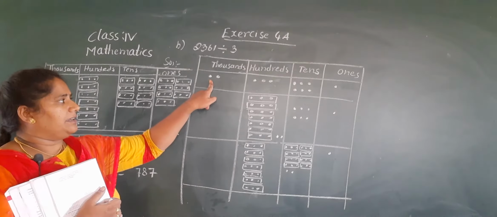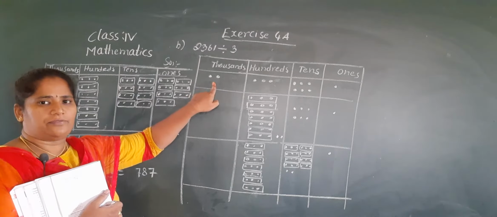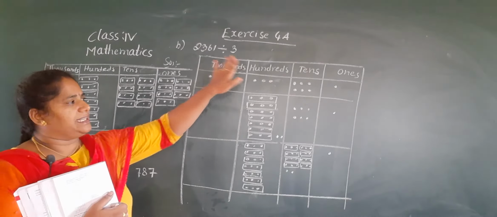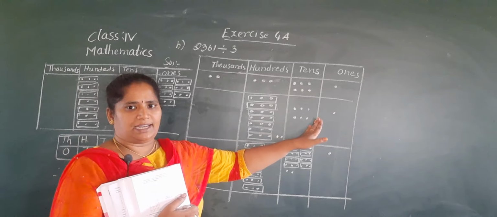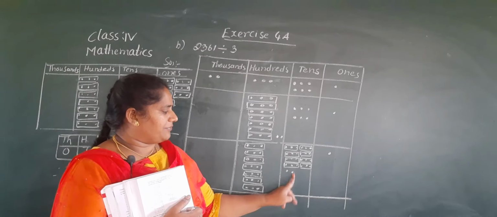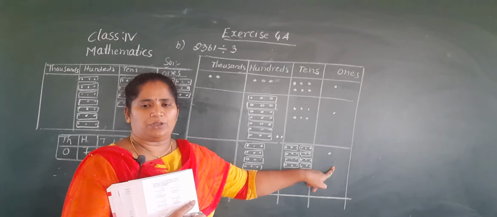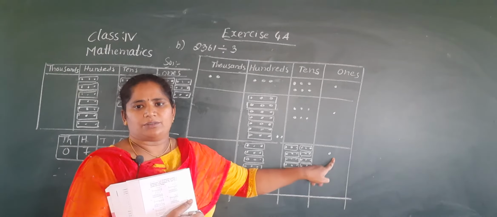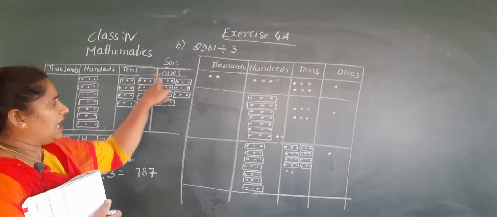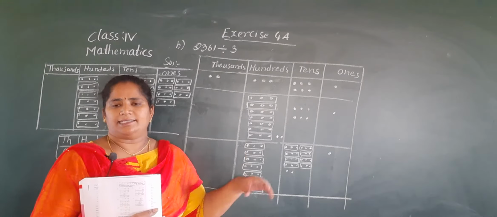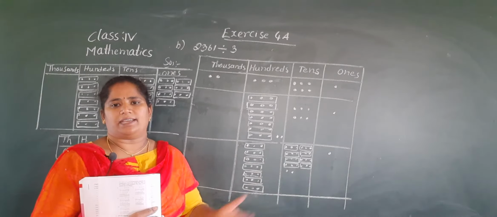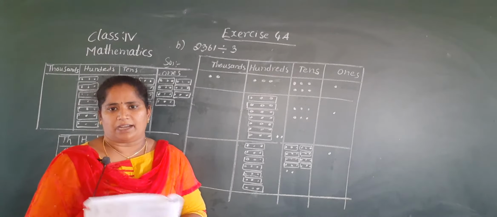If we can't make the groups, then we have to convert this into the next place. Here how many dots are left, that you have to convert to the next place. Here 2 dots left, if you convert into the ones, then it becomes 20. 20 plus 1, 21 dots. After that you make the groups of 3. It's very, very easy, children. Practice it 2 or 3 times, then it becomes very easy. Okay, don't get big confusion.